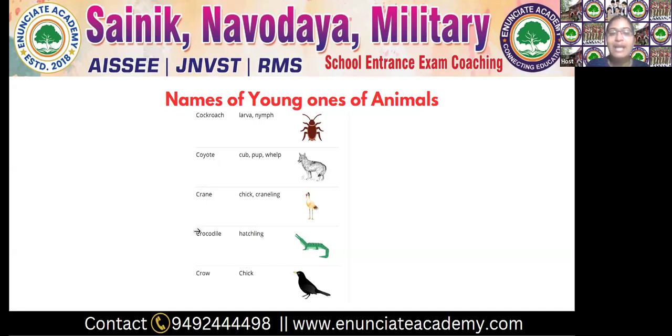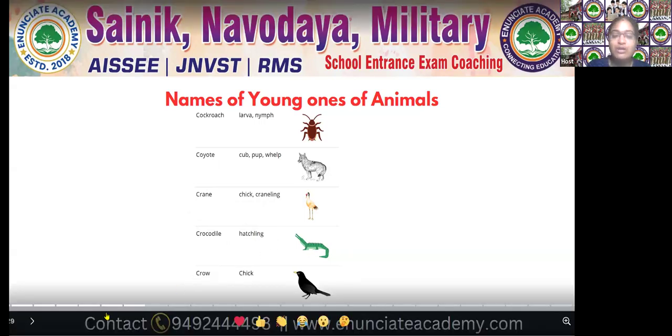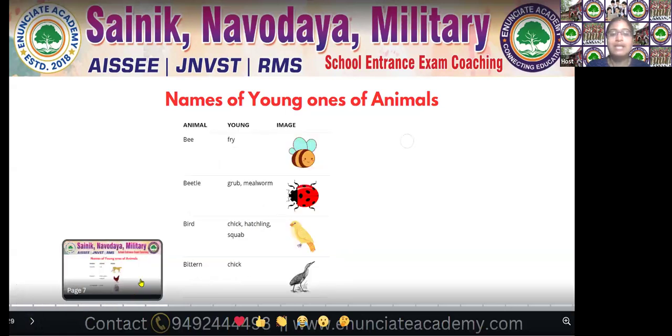And another one, the young one of crane is called chick or craneling. This is crane, children. Generally every young one of a bird we call a chick. And another one is crocodile. The young one of crocodile is hatchling, and the young one of crow is chick. Already we learned about these animals.